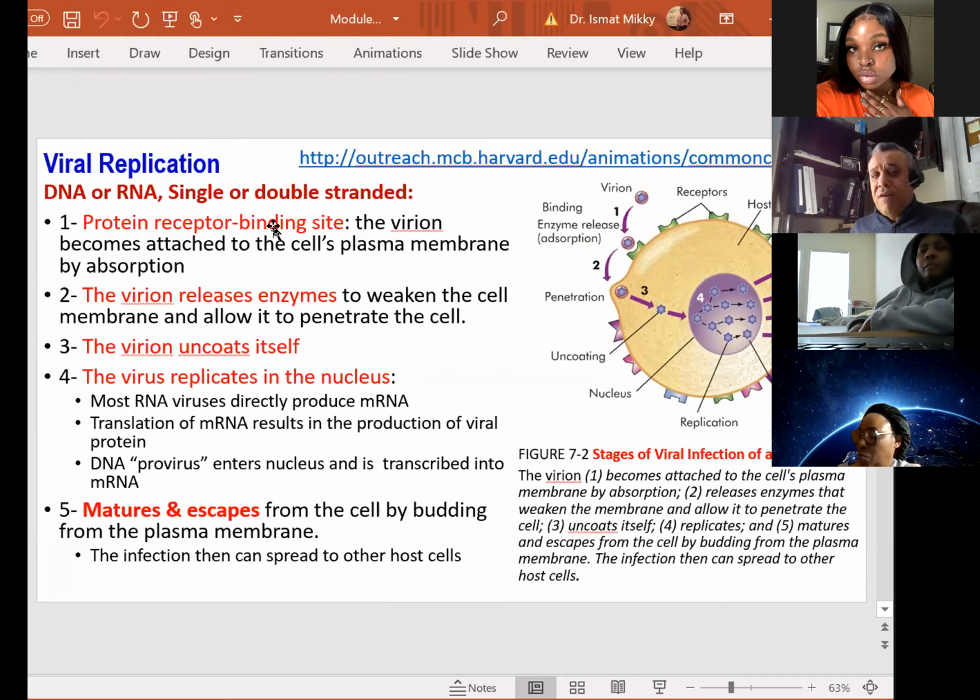So, viral replication. When we say virion, V-I-R-I-O-N, it includes the virus particle with its viral genome, which is either RNA or DNA, and also its protein coat. So virion includes everything: the virus particle with its viral genome, either RNA or DNA, and its protein coat.